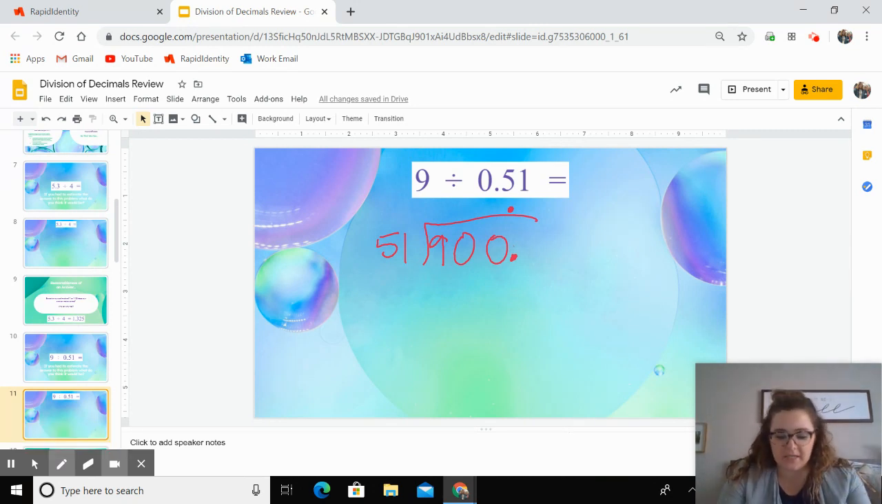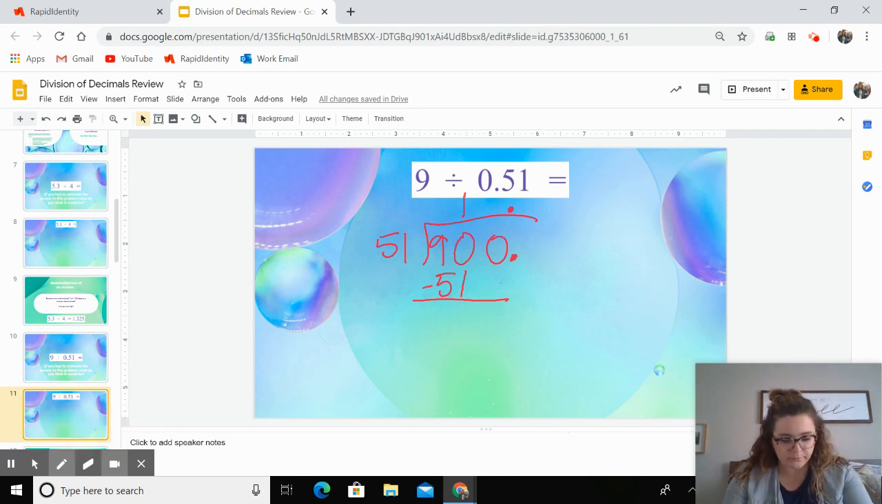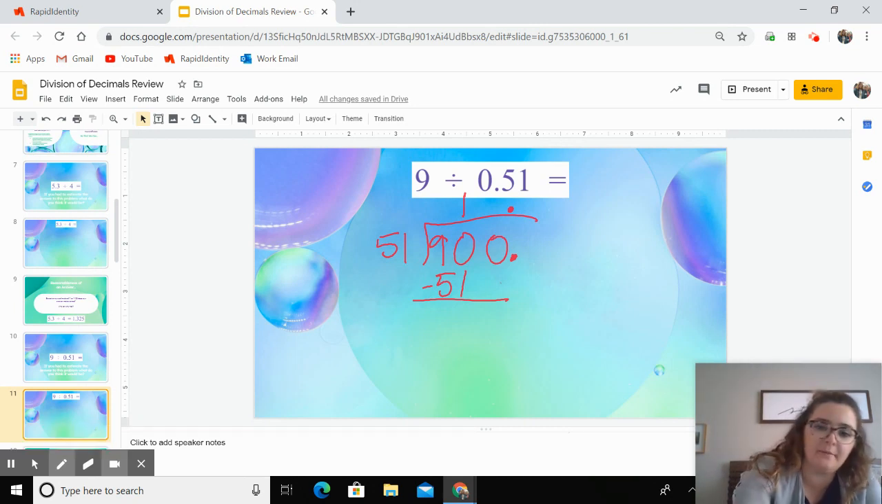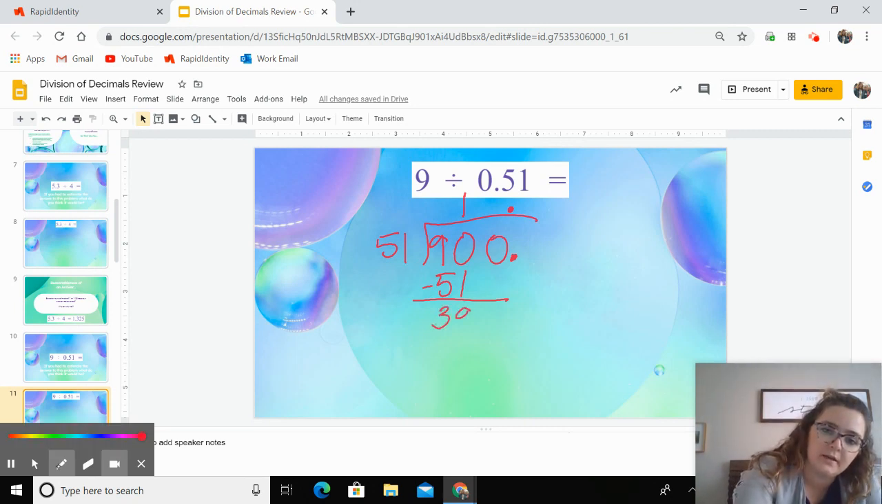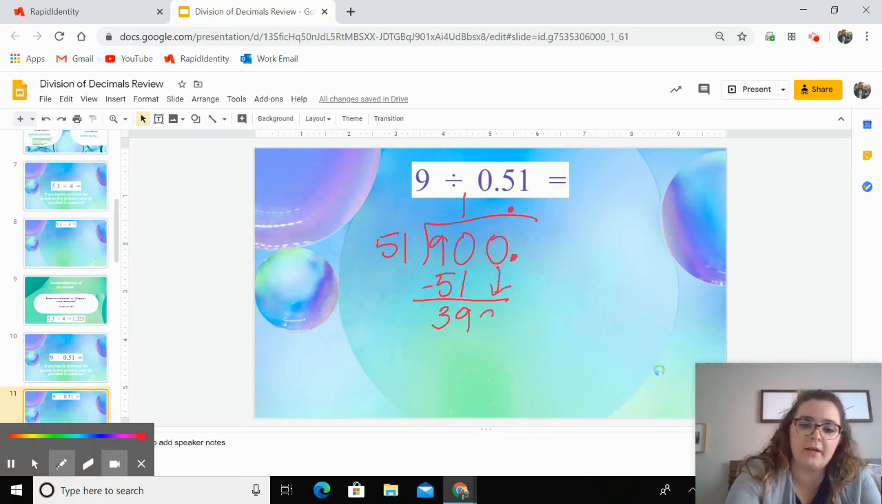So now how many times can 51 go into 90? Well, I know 50 times 2 is 100, so it can probably only go in one time. 1 times 51 is 51. And so when I do that, I end up being left with 39. Okay? Now I know that 1 was correct because 51 cannot go into 39. I have this 0 here, so I'm going to go ahead and drop it down.